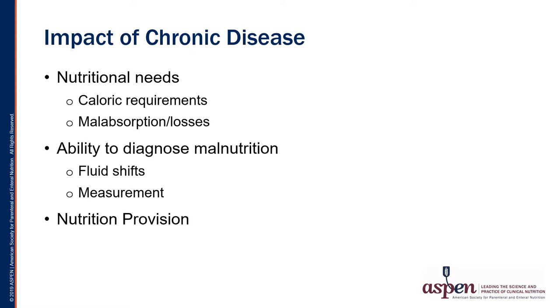Often, nutrition needs change in children with chronic disease, such that they have increased energy requirements and may have problems with malabsorption or other energy losses. Our ability to diagnose malnutrition using standard anthropometric measurements may be made more difficult due to the presence of edema or because of other difficulties with accurate measurement. Finally, while these children may need increased provision of energy and other nutrients, it may be more difficult to provide it to them because of their underlying disease state.